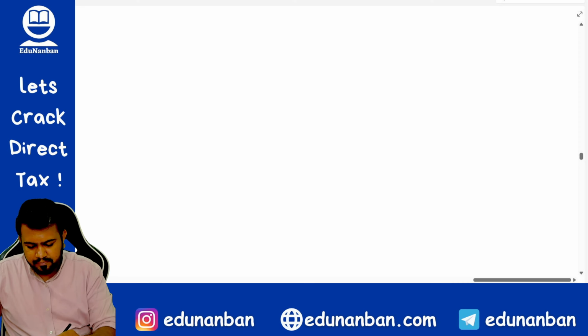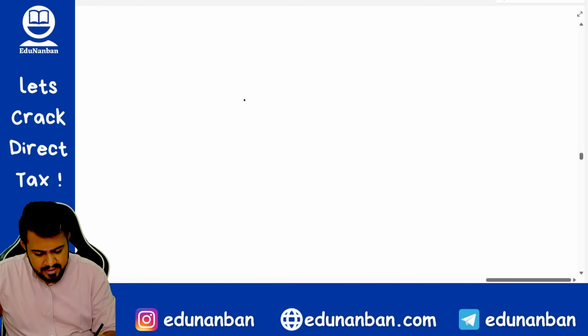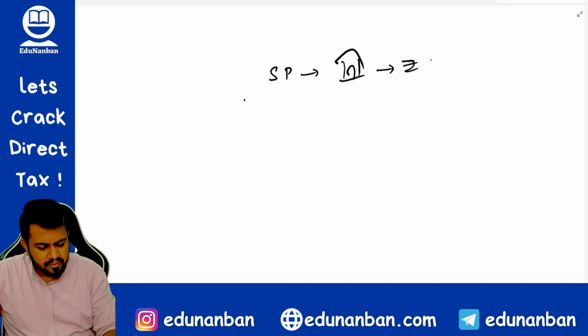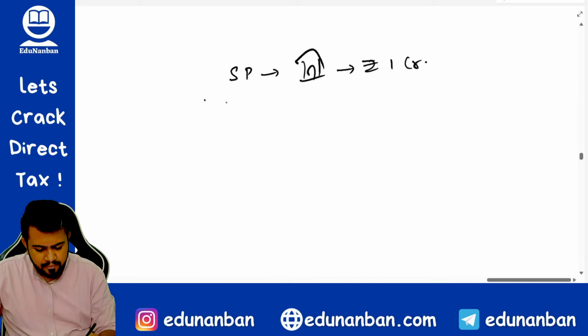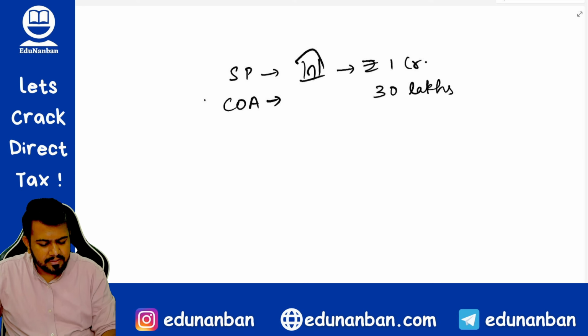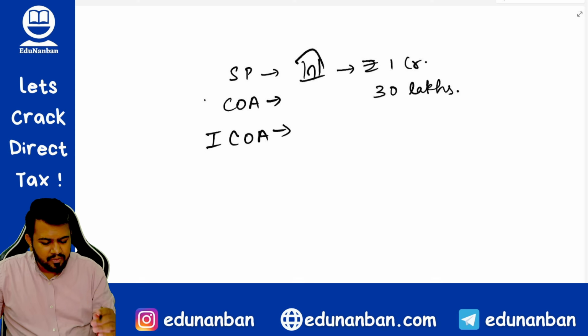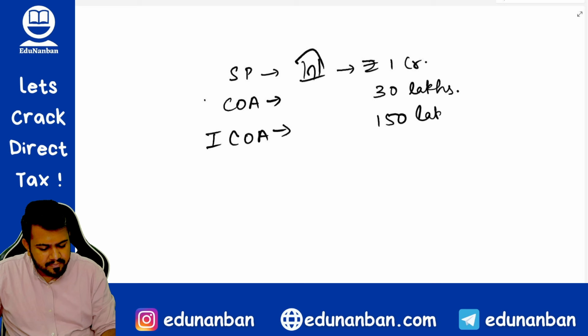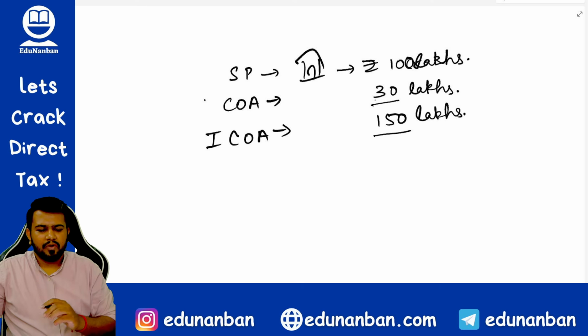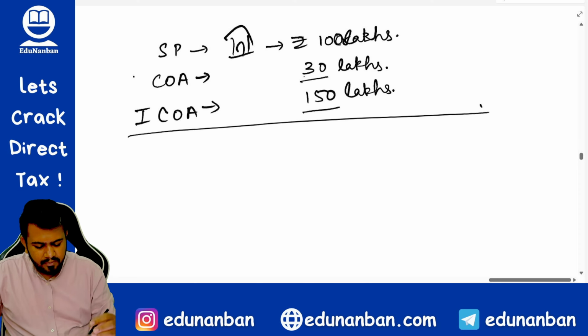Let us assume, for simplicity's sake, the selling price of a house is rupees 1 crore. Cost of acquisition is 30 lakhs. Indexed cost of acquisition, after doing indexation, let us assume is coming to 150 lakhs. Cost of acquisition 30 lakhs. Indexed cost of acquisition 150 lakhs. Selling price is how much? 100 lakhs.